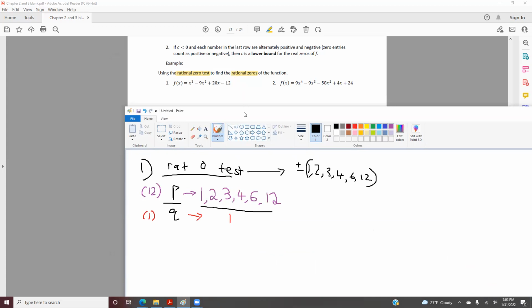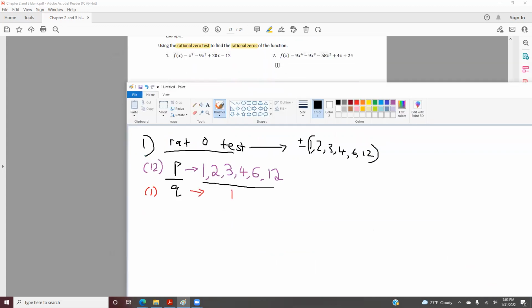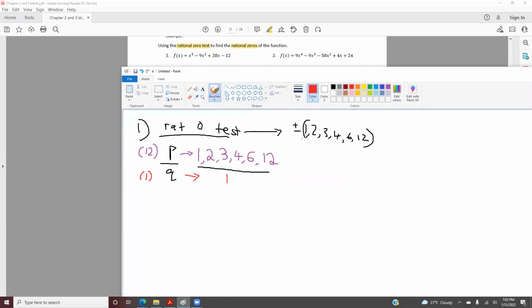Now we have to find the rational zeros. So how do you find the rational zero in question 1? If you are lucky, you pick 1 and your remainder is going to be 0. So you have to pick one of these possible rational zeros. They are only possible. And then you do synthetic division on the function here: 1, -9, 20, and -12. Hopefully you pick 1 and this will come up 0. If you didn't get 0, you have to try again.